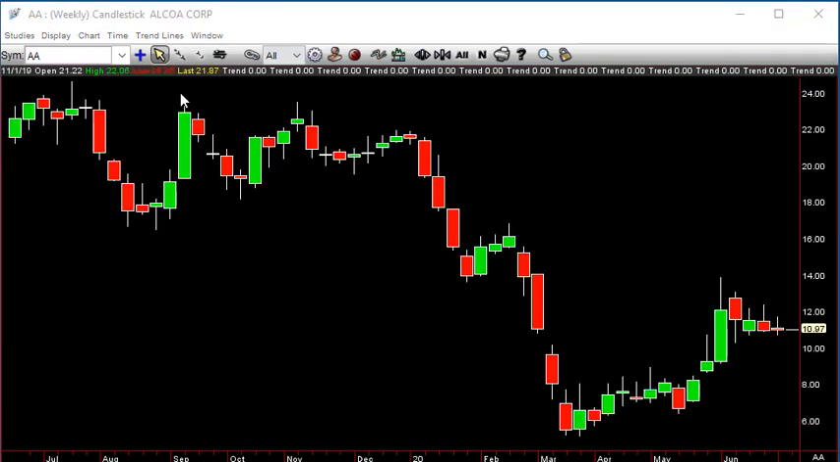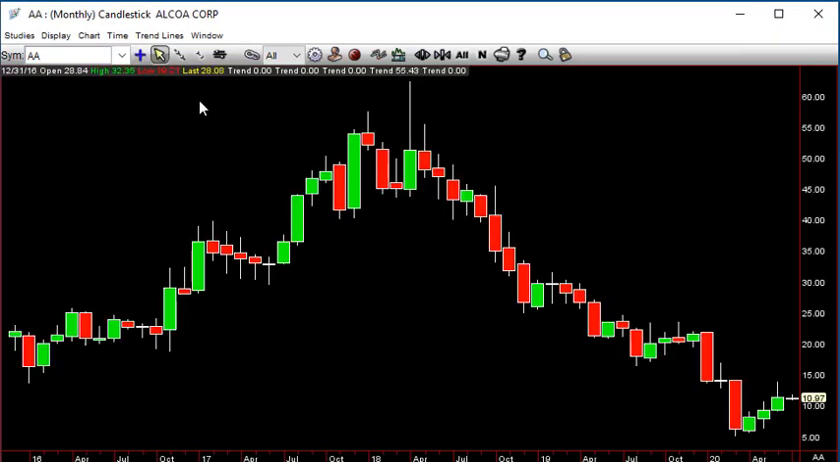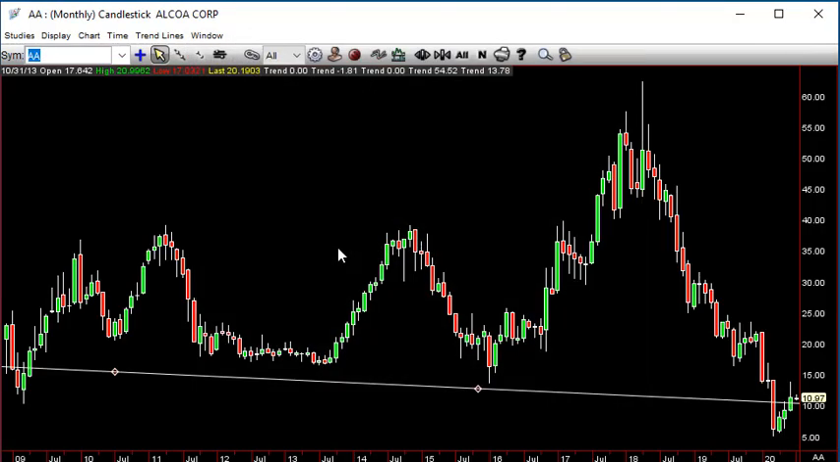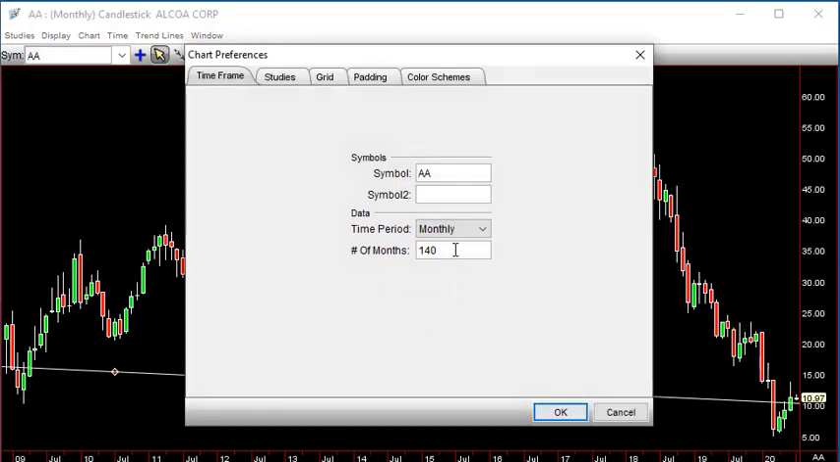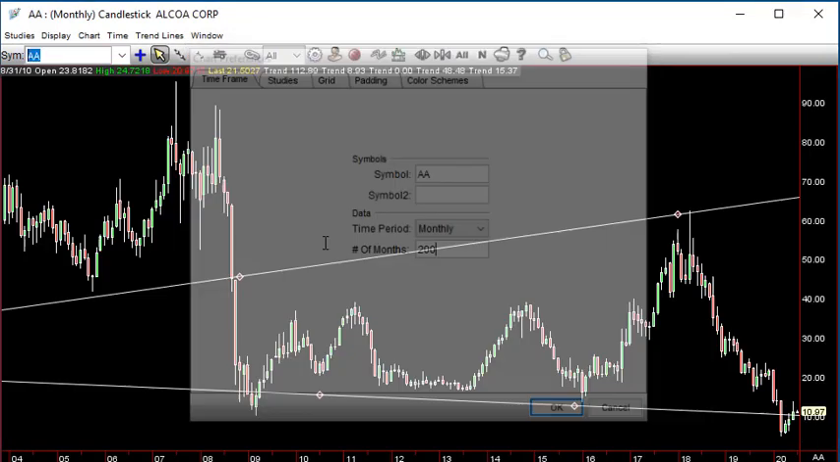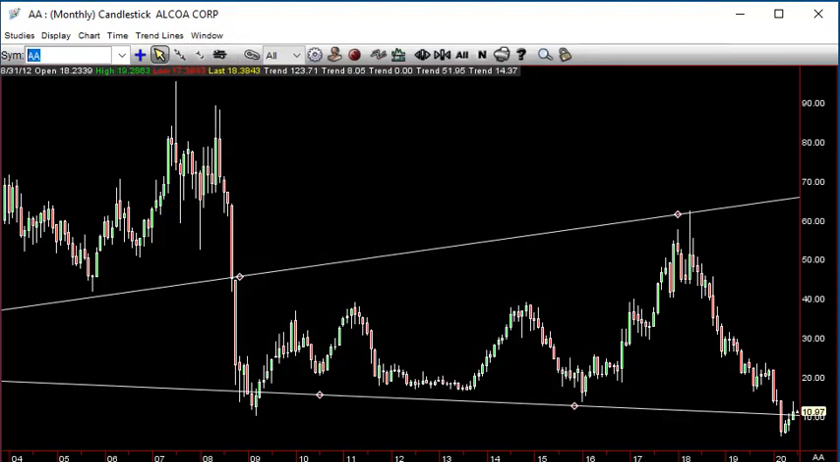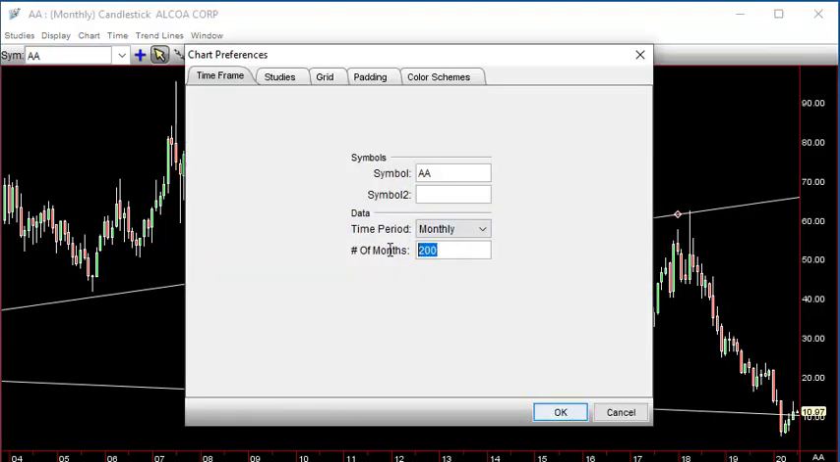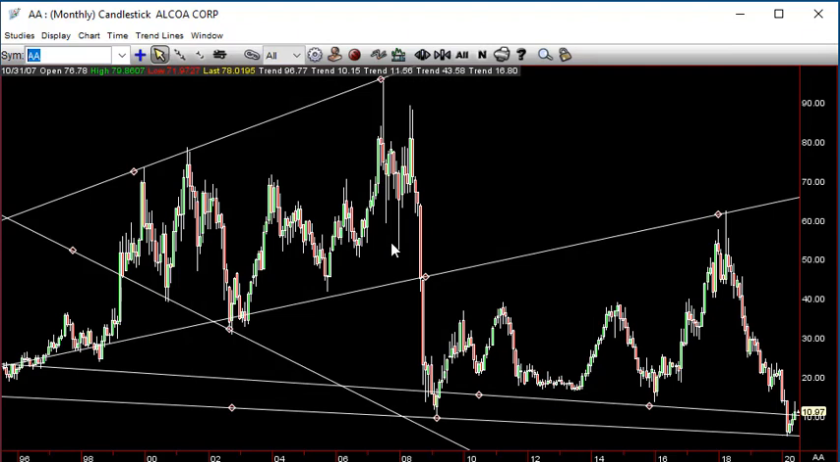Alcoa. This is one of my favorites. If you go back on the monthly, you're going to see this. Going way back. Here. So here, I'm sorry, you can go back even further. You're going to see up on here, look at this. Look at this. Higher highs, lower lows, higher highs, and then it gets destroyed. And then here, price discovery starts over again.